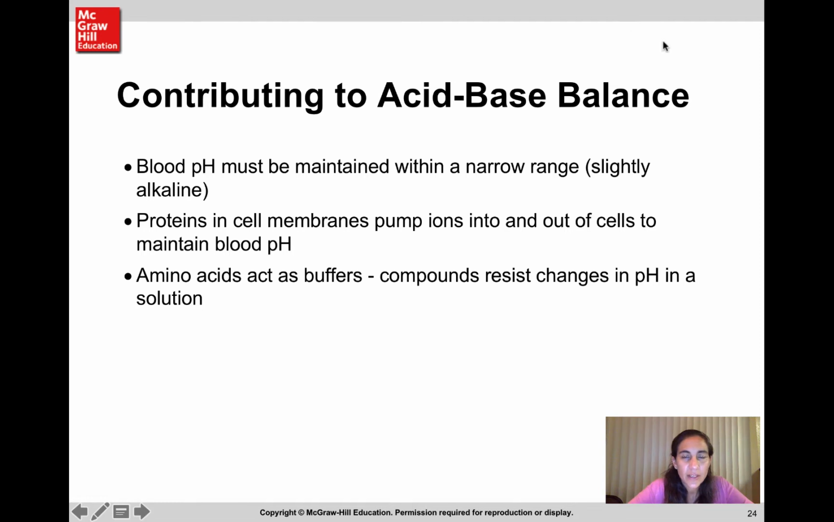So you can see here the involvement of proteins contributing to acid-base balance. It's very important that the pH of our blood be maintained within a tight range. We don't want our pH to be too acidic or too low or too basic or too high. So the proteins in cell membranes will pump ions in and out of cells to help with the maintenance of our blood pH. Also, we have amino acids that act as buffers, which will largely resist changes in pH in a given solution. So there's two ways that proteins help with the acid-base balance.